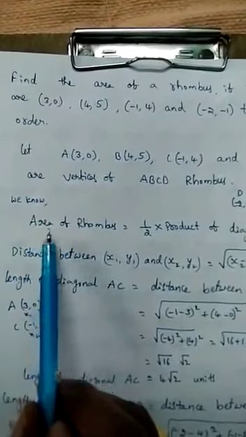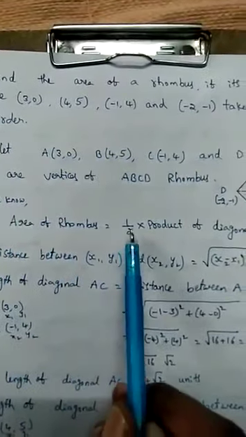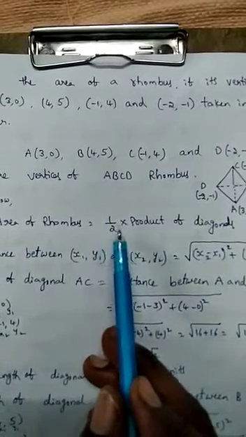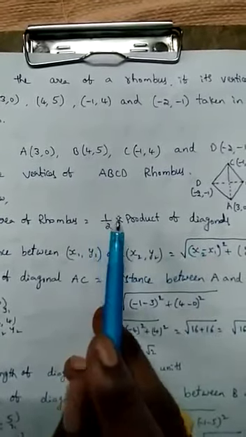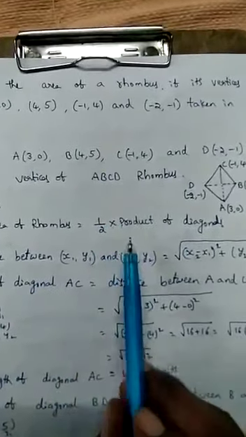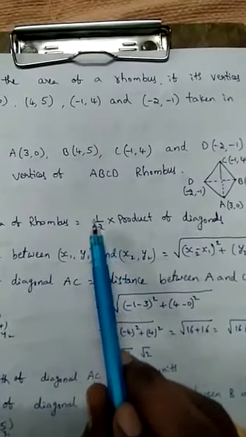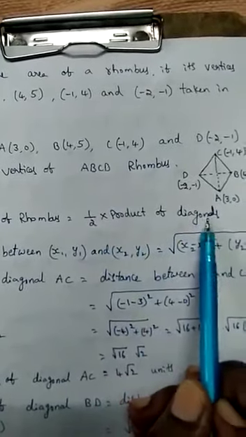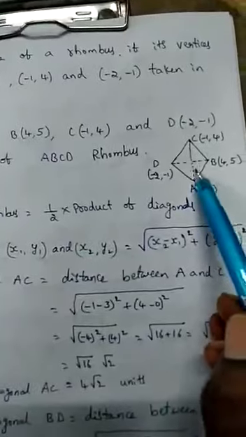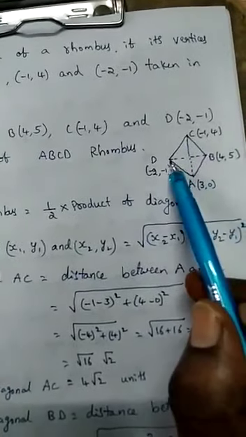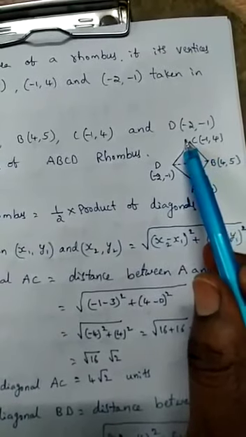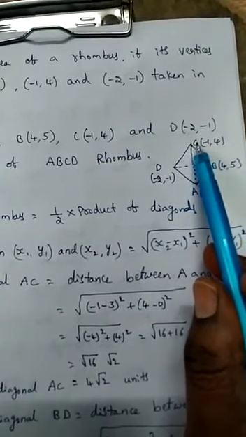We know the formula for the area of the rhombus: half into the product of the diagonals. Simply, I write half into d1 into d2. d1 means the first diagonal measure, d2 means the second diagonal measure. Instead of that, we can use the formula: half into the product of the diagonals. So d1 means the length of the line segment AC.